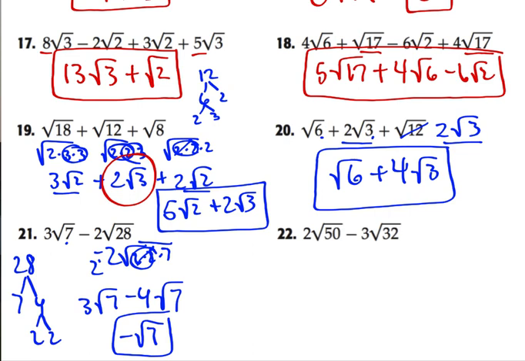Okay. The square root of 50. 50, that looks like 80. The 50 is 5 times 10, 2 times 5. So this is 2 times 2 times 5 times 5. 2 times the square root of 2 times 5 times 5. You can pull the 5 out. That is 10 square roots of 2.